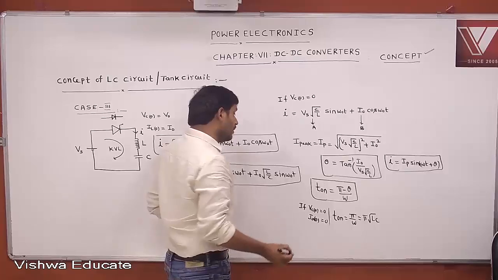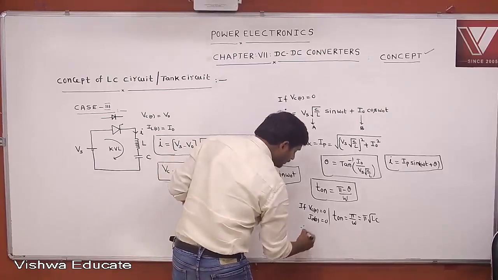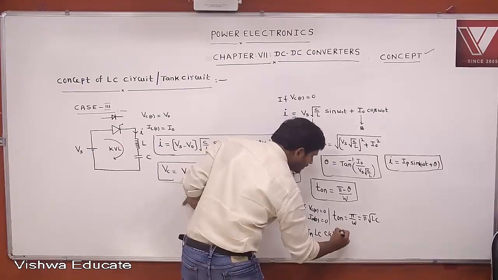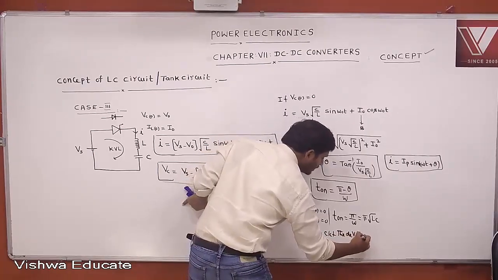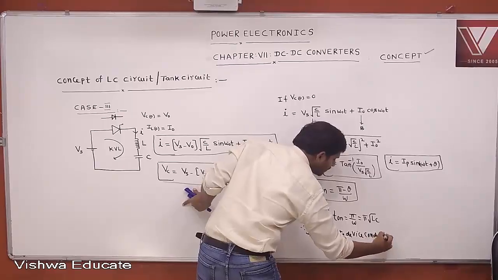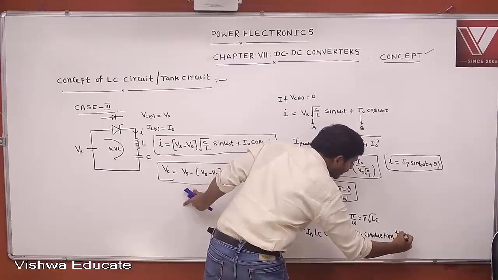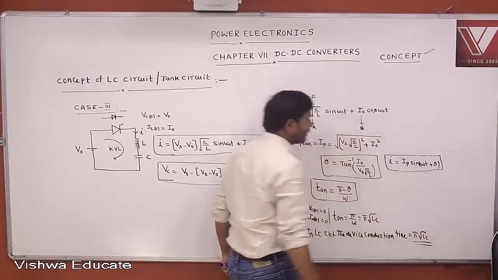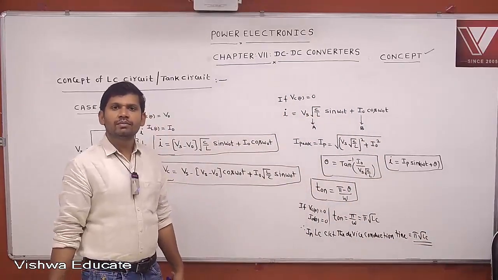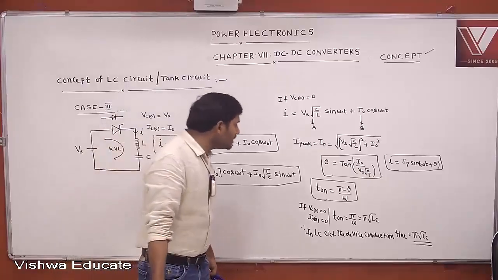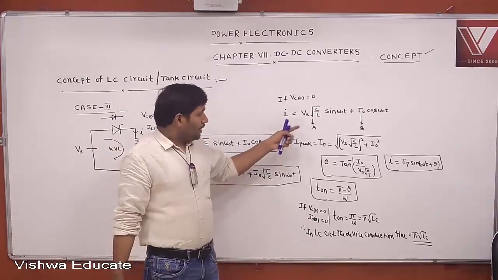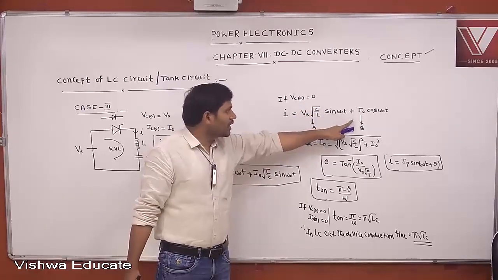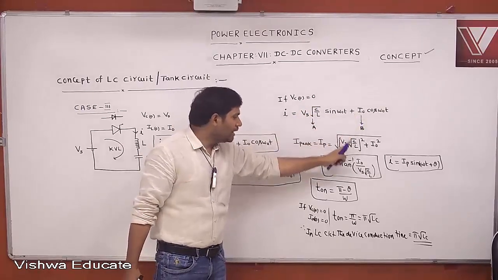That means without any initial condition in the LC circuit, the device conduction time is pi root LC. How much time will the device be on? Pi root LC time it will be on. If initial conditions are given, if there is no initial voltage across the capacitor but the initial current in the inductor is given, then this formula you can apply.